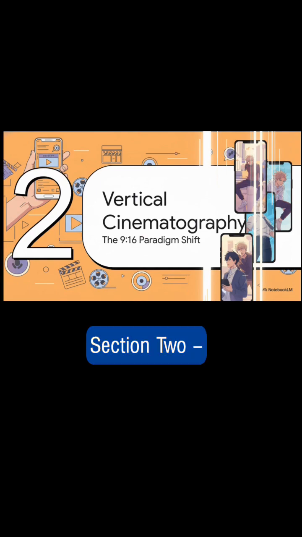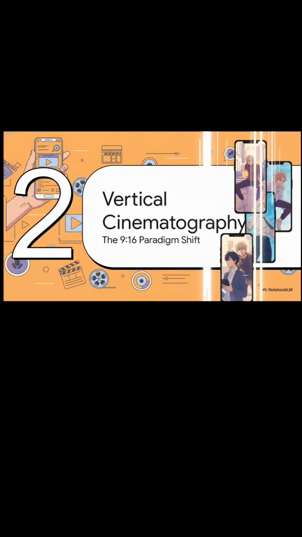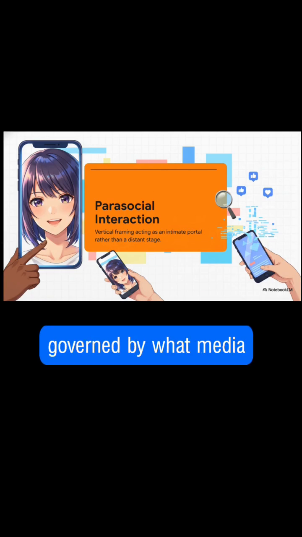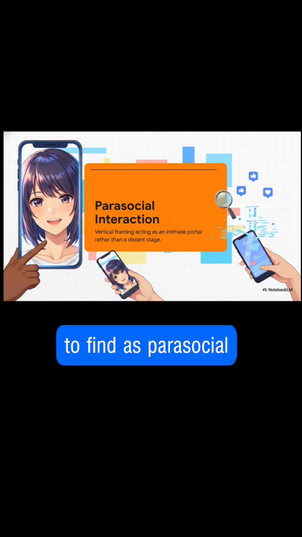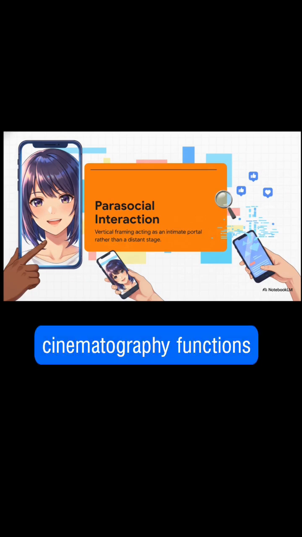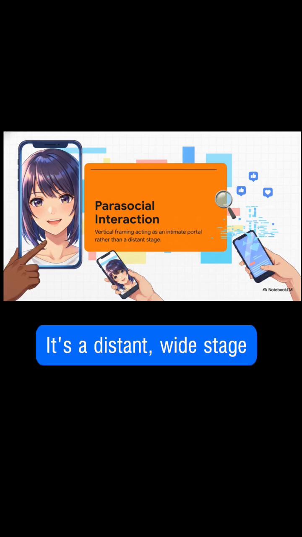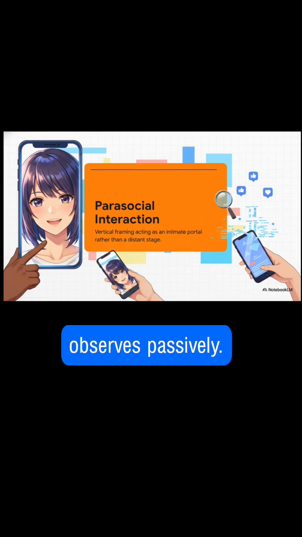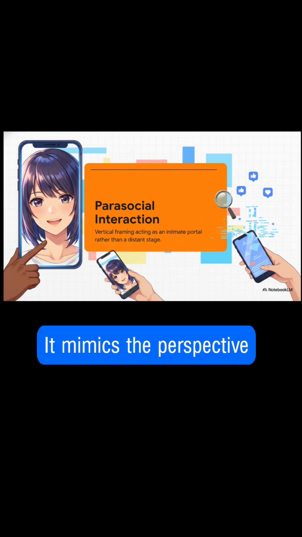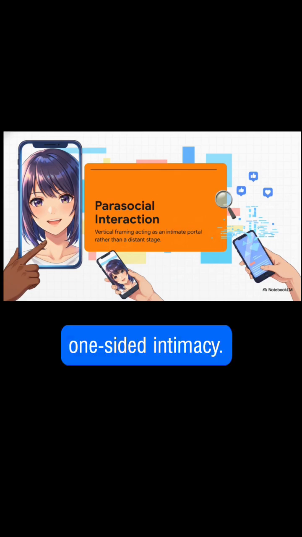Section 2. Cinematography for vertical formats. The core psychology of the 9:16 frame is governed by what media psychologists define as parasocial interaction. Traditional 16:9 cinematography functions as a proscenium arch. It's a distant, wide stage that the audience observes passively. The vertical frame, however, acts as a portal. It mimics the perspective of a mirror or a smartphone video call, creating an intense, one-sided intimacy.